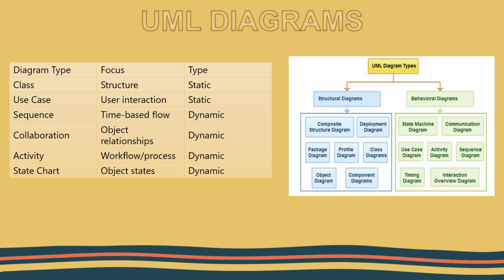So what are UML diagrams? UML stands for Unified Modeling Language. Basically, it is a standardized general purpose visual modeling language in software engineering. It is used to visualize, specify, construct, and document the structure and behavior of software intensive systems.